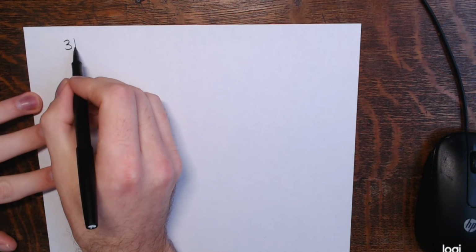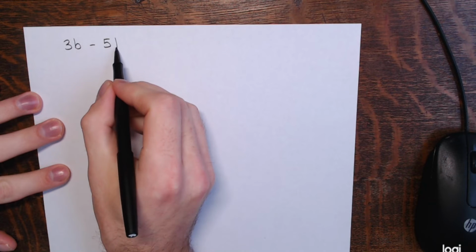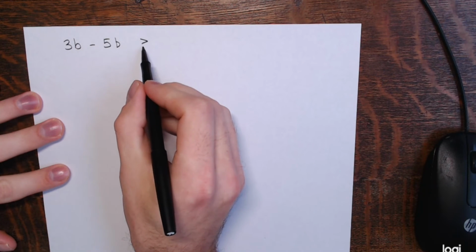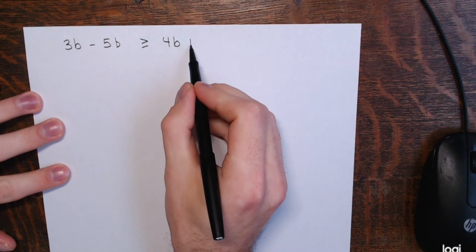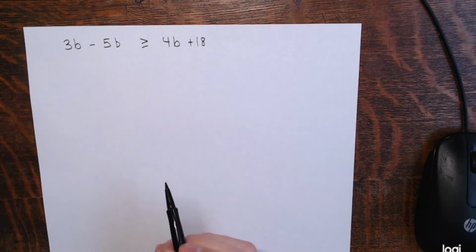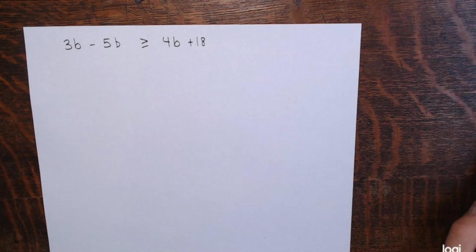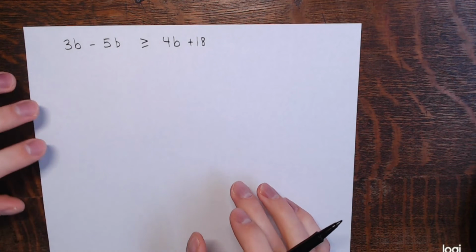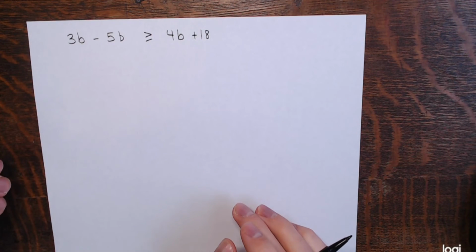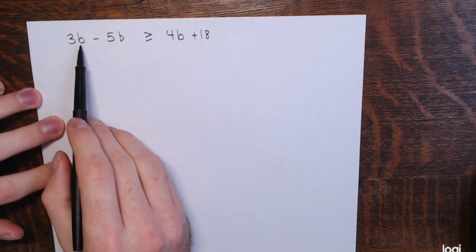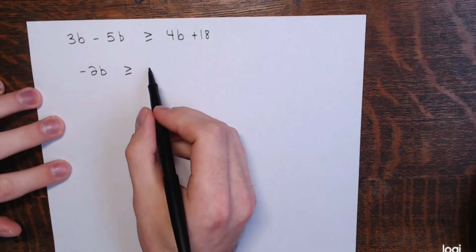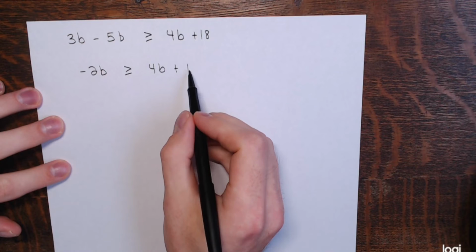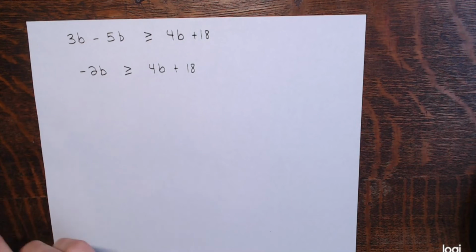So we're starting off with 3b minus 5b on the left is greater than or equal to 4b plus 18 on the right. Remember, with equations, you simplified in the beginning and you simplified both sides as you went through after every single step you performed. So over here, I can combine these like terms. 3b minus 5b, that's negative 2b, is greater than or equal to 4b plus 18. And then, like I said earlier, I'm going to take all the terms with the variable to the left side.